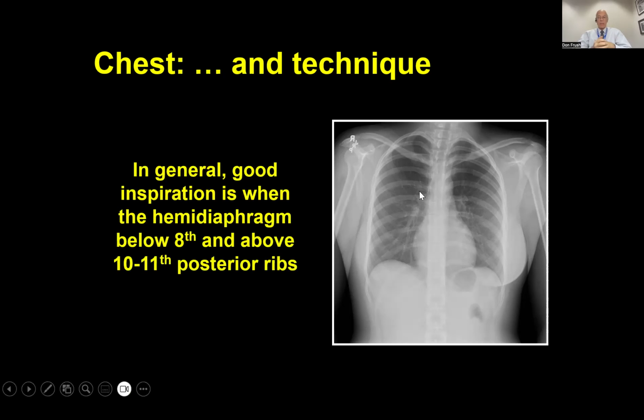When I talk about inspiration, you want to make sure that the lungs are well filled, and generally somewhere between the 8th posterior rib and 10th posterior rib is a good inspiratory effort. This is particularly useful in dealing with patients in the intensive care unit who aren't able to take voluntary good breaths in, infants, etc. You want to have an examination that gives you that sort of inspiration between the 8th rib and the 10th rib. Above that can be hyperinflated. Below that is hypoinflated.